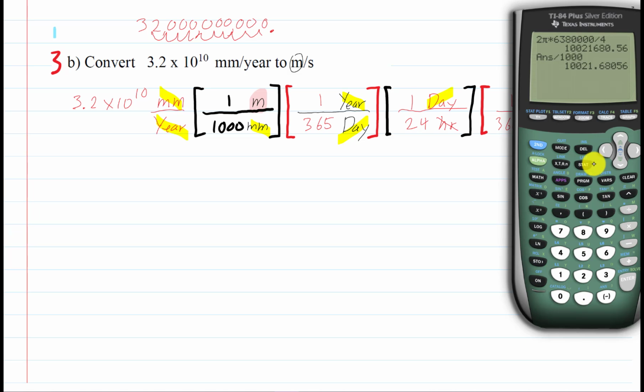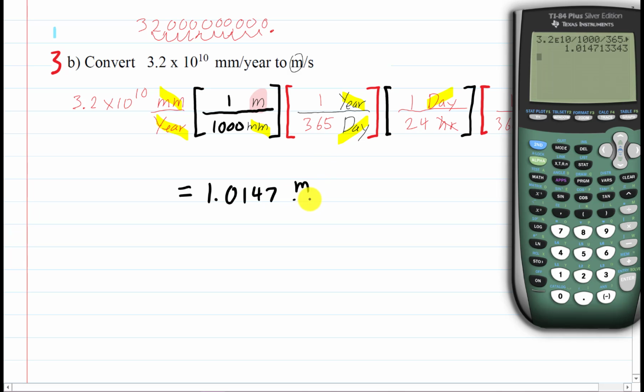So I have to type in that very large number, or I'll put it in scientific notation in the calculator, and that is going to be 3.2 EE to the 10. Then I divide it by 1,000, divide it by 365, divide it by 24, and divide it by 3,600. So I do all those divisions, and I get an answer of 1.0147, and that's meters per second.